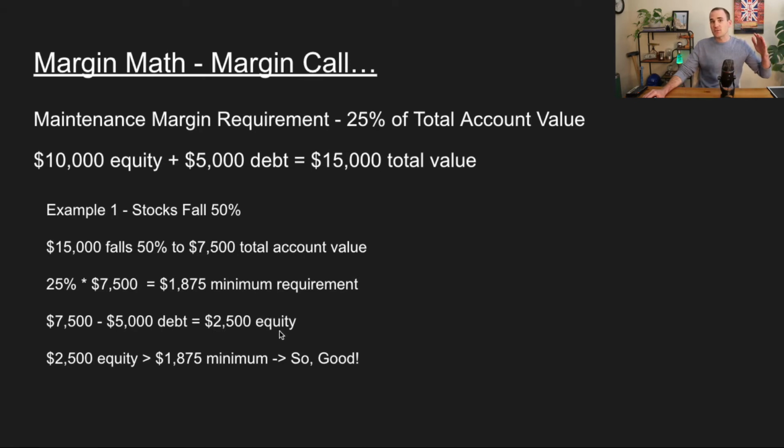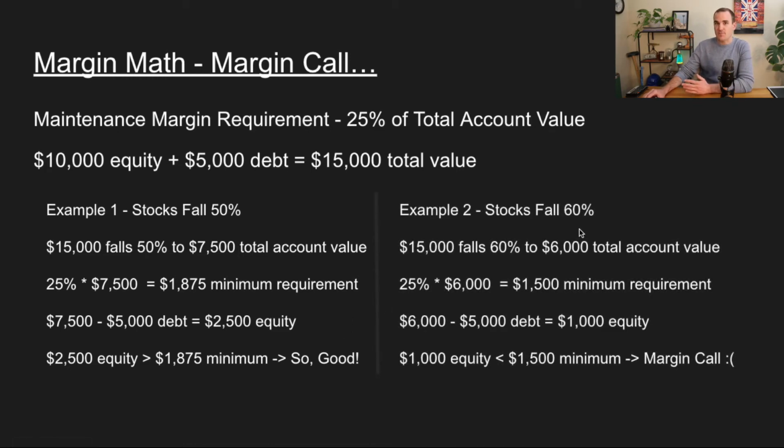Phew, $2,500 is greater than $1,875, not by a lot, but you are still okay. Now, let's say instead the stocks fell 60%. You can see what we're doing here. We'll go through it quickly.